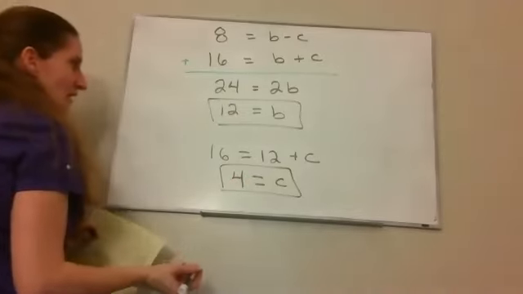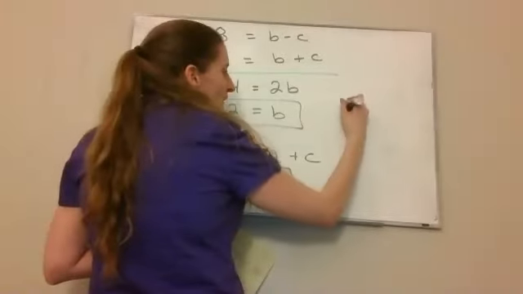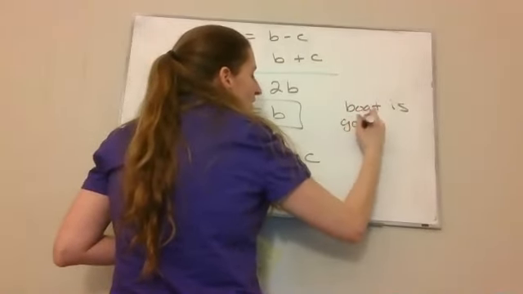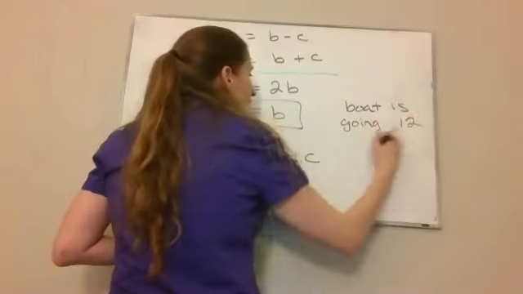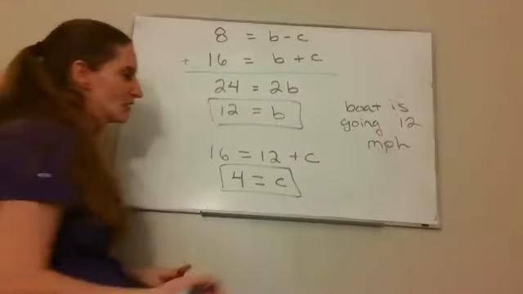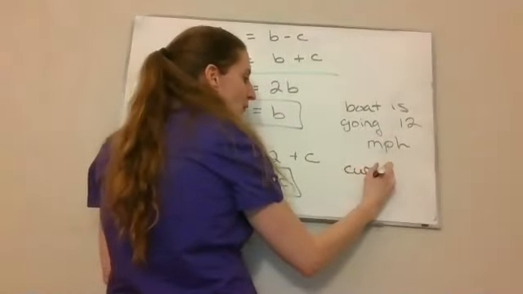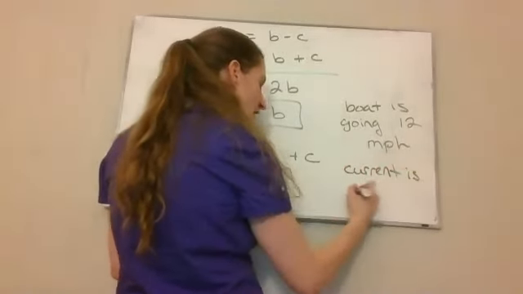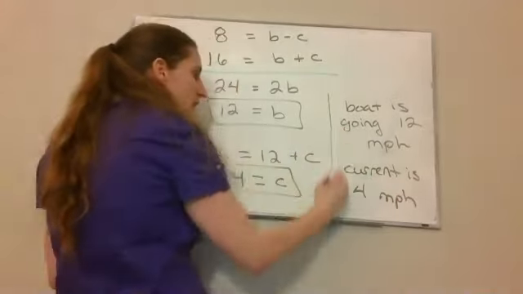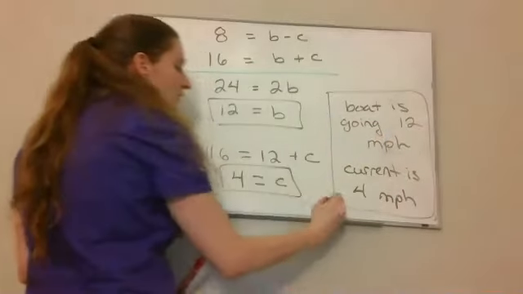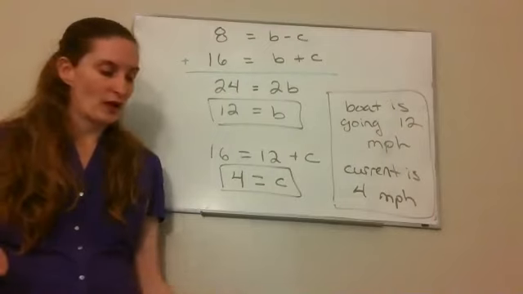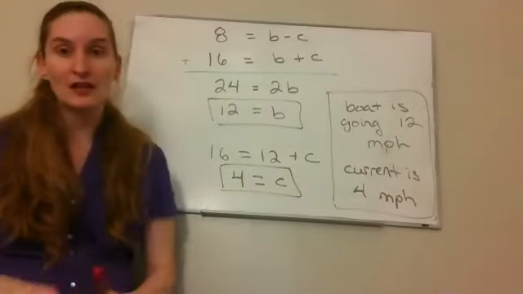Now, what does this mean? Well, B was talking about the speed of the boat. So the boat is going 12 miles per hour if there was no water pushing on it. And the current, the speed of the water, is going 4 miles per hour. And there we go. So now we can solve pretty complicated word problems just using our systems of equations.